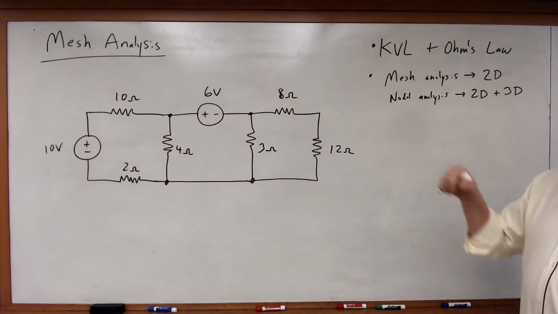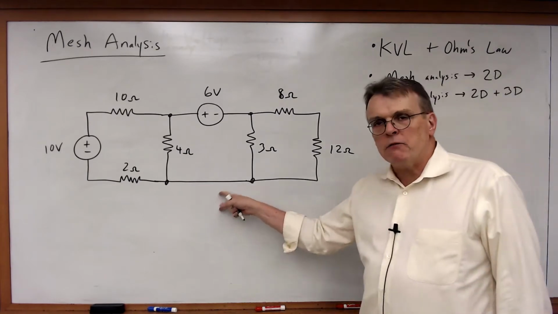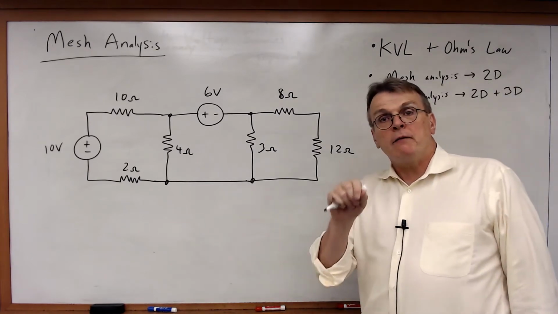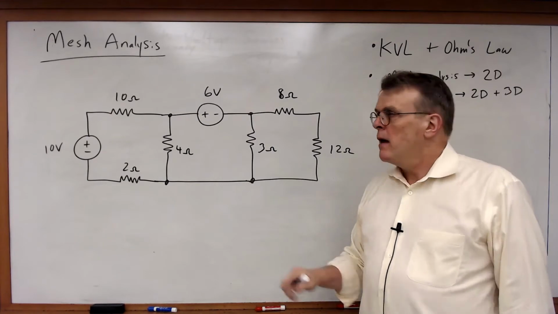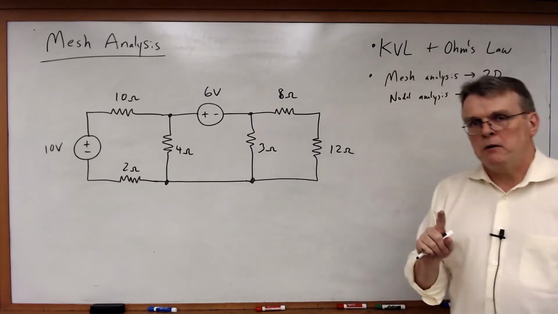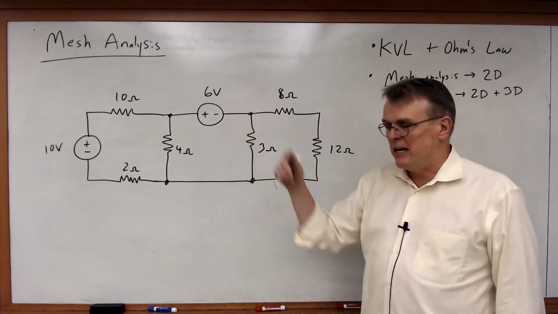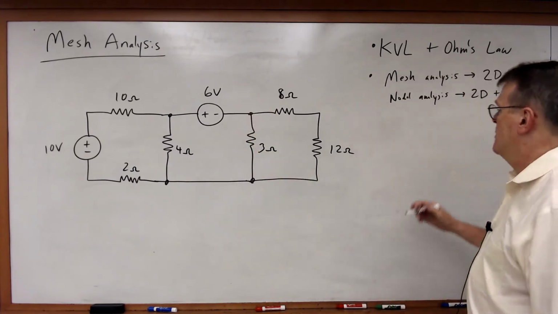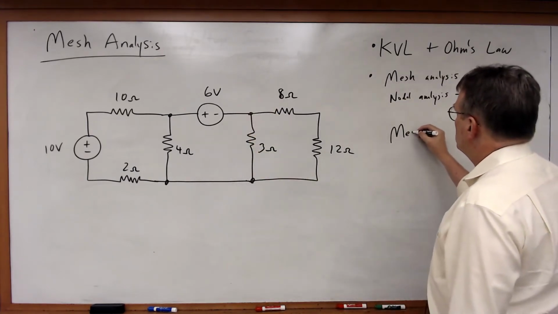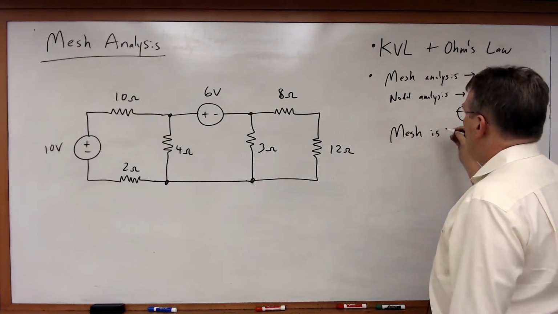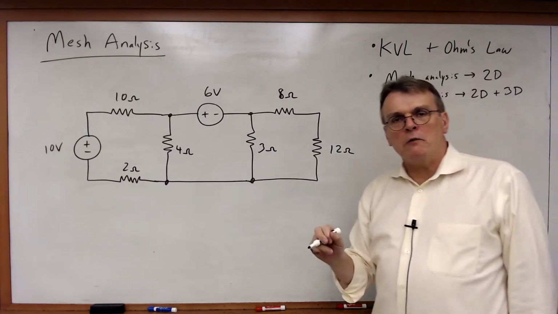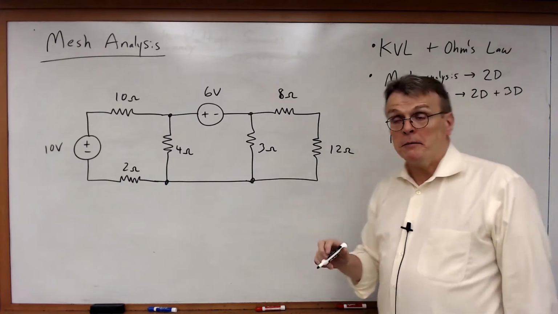Okay, how do we make mesh analysis work? Well, with nodal analysis, we used the idea of the ground in order to give a node a particular value. In mesh analysis, we don't think about nodes. Instead, we think about meshes, hence the name. What do we mean by mesh? A mesh, very simply, is a loop that does not enclose any other loop.